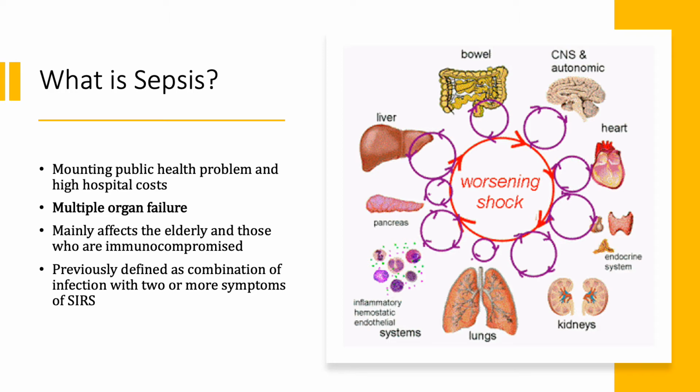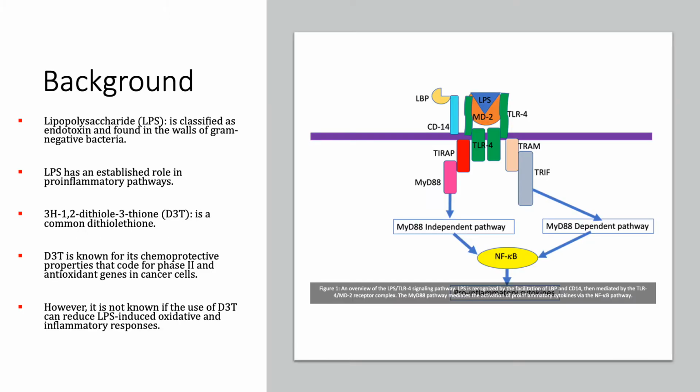So here's an example of how sepsis works. It affects multiple organs at one time from one source of infection, and inflammatory responses in the body cause multiple organs to fail. So for our project, we want to simulate those conditions that are seen in sepsis in humans in mice.